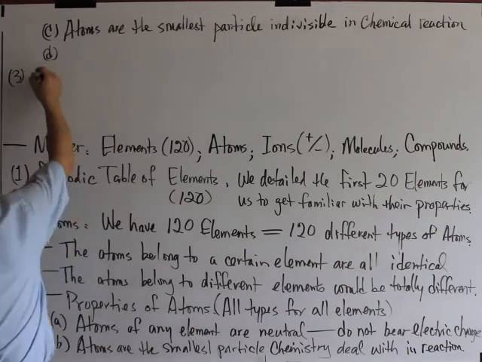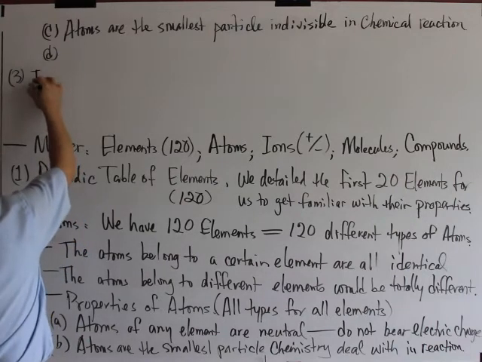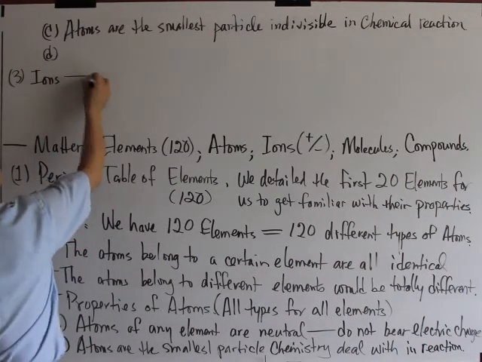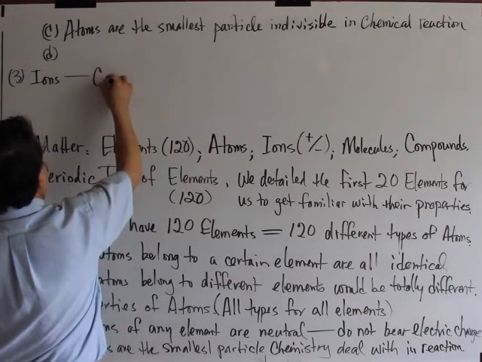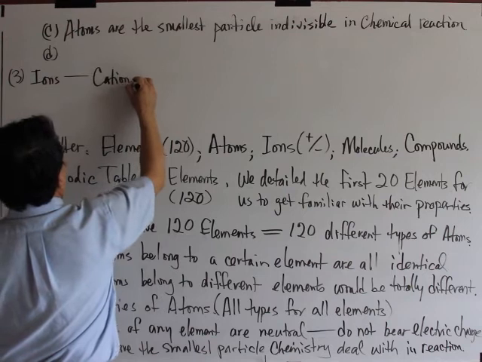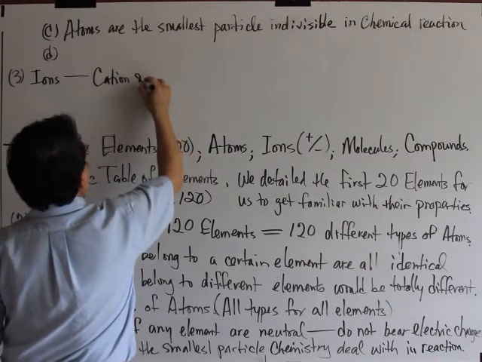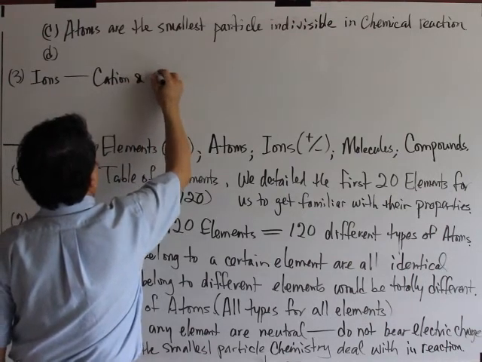Now ions, right? We have 2 kinds of ions. One is called cation and the other anion.